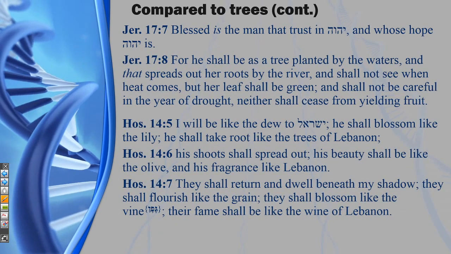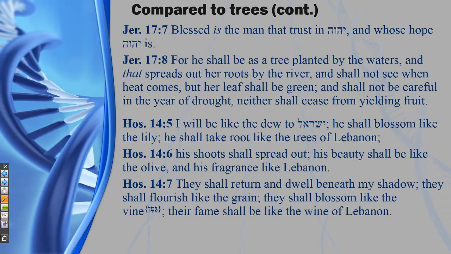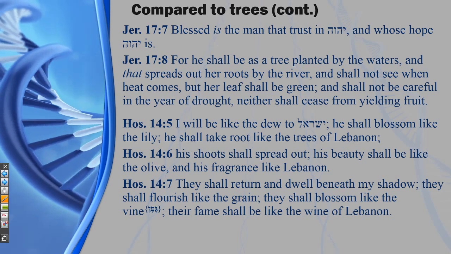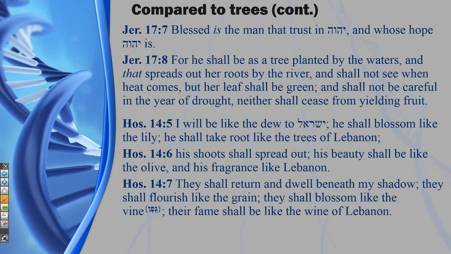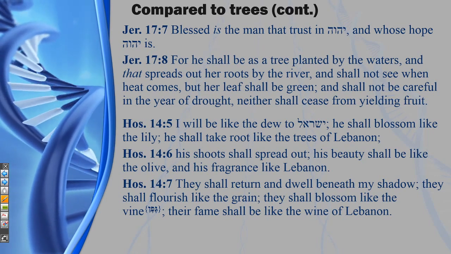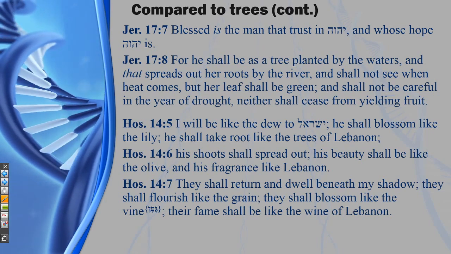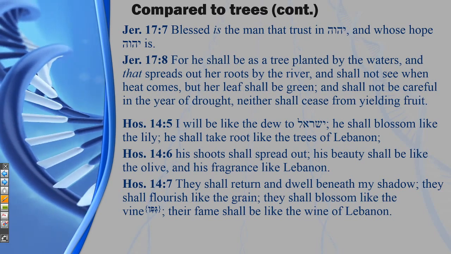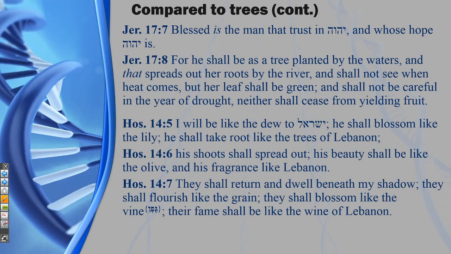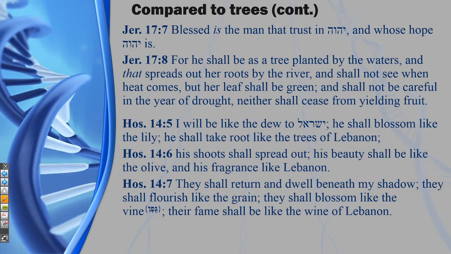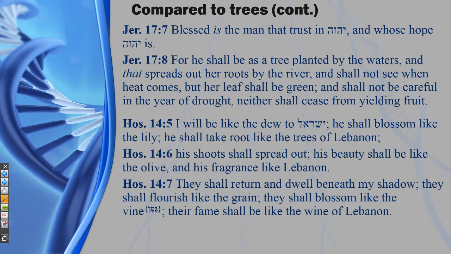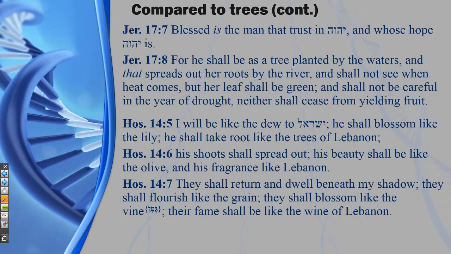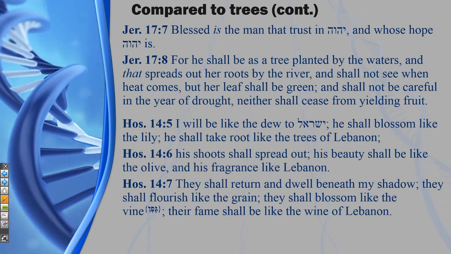All right, Jeremiah 17:7-8 says, "Blessed is the man that trusts in Yahuah and whose hope Yahuah is. For he shall be as a tree planted by the waters, and that spreads out her roots by the river, and shall not see when heat comes, but her leaf shall be green, and shall not be careful in the years of drought, neither shall cease from yielding fruit." See the comparison of the tree, right?